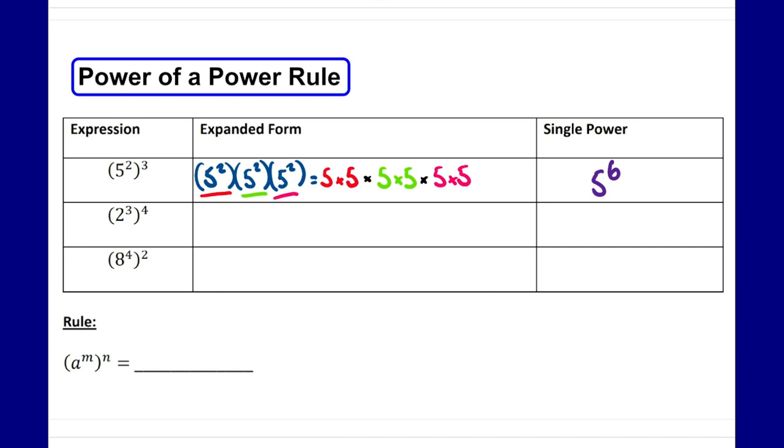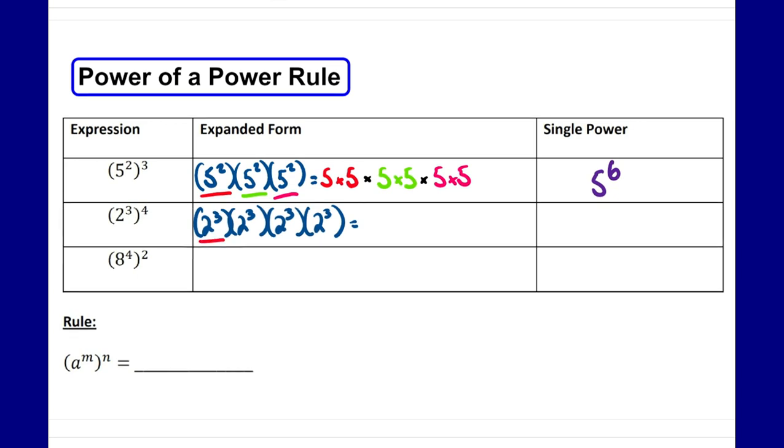Let's take a look at the next expression, 2 to the power of 3, to the power of 4. Similarly to the one we just did, 2 to the power of 3 times 2 to the power of 3 times 2 to the power of 3 times 2 to the power of 3. This one might be messy to write out, but essentially it's saying I have 4 groups of 2 to the power of 3 all multiplying each other.